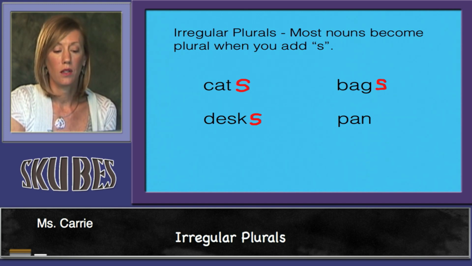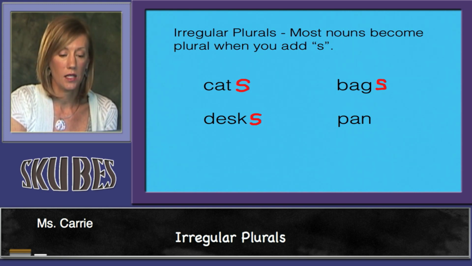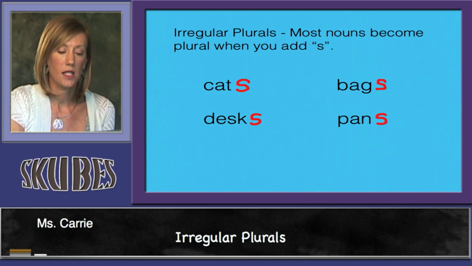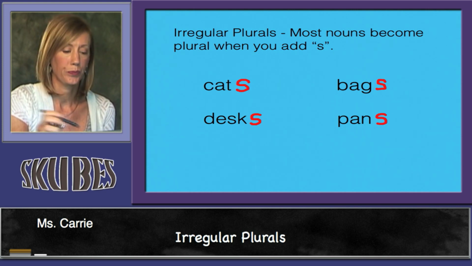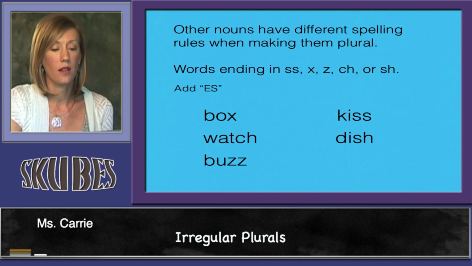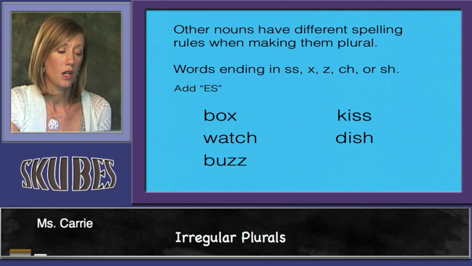And I can have one frying pan, or I can have 2 frying pans. If I add an S, that becomes plural. Those are easy and those are regular. Other nouns have different spelling rules when we're making them plural. We're not just going to add an S, it gets a little bit more complicated.